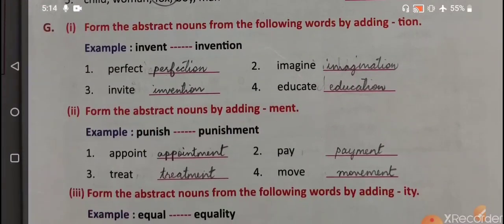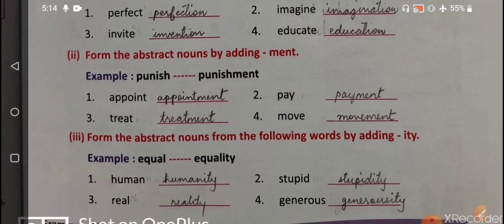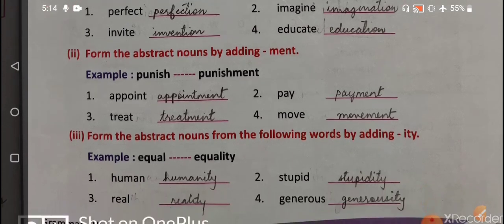Form the abstract noun from the following by adding tion. Invent becomes invention. Similarly, perfect becomes perfection. Invite becomes invitation. Imagine becomes imagination. Educate becomes education. Form this abstract noun by adding ment. Punish becomes punishment. Appoint becomes appointment. Treat becomes treatment. Pay becomes payment. Move becomes movement.